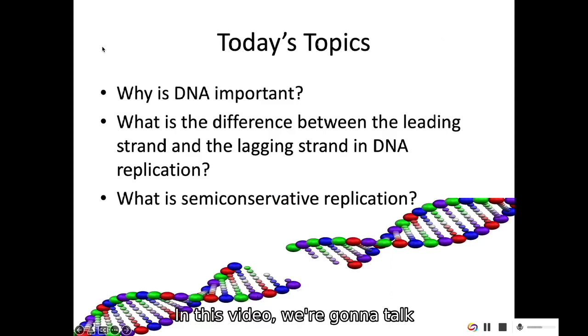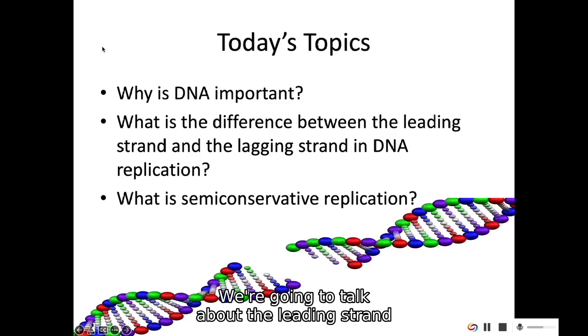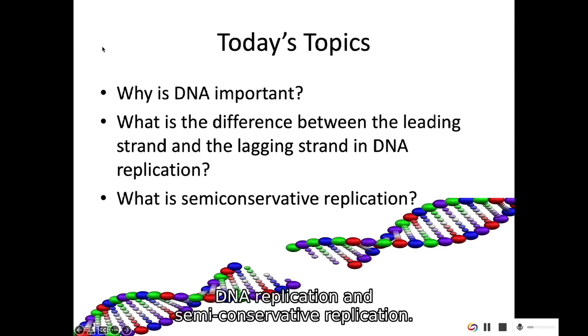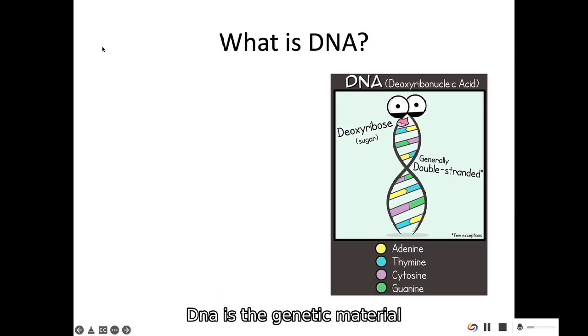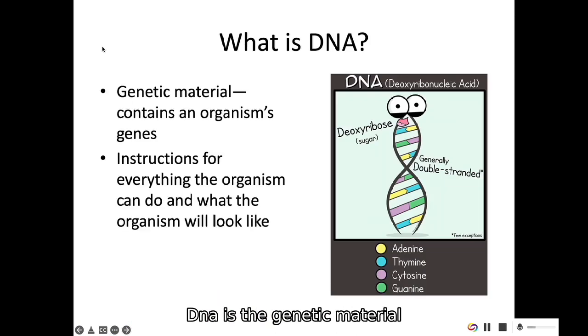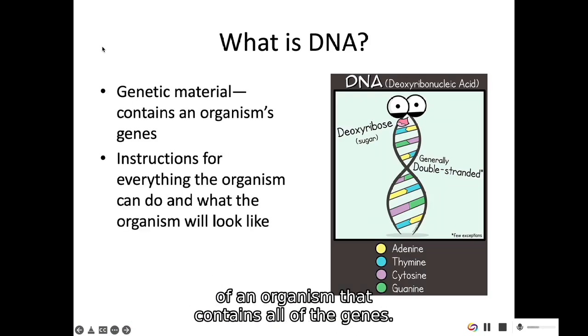Okay, so in this video, we're going to talk about why DNA is important. We're going to talk about the leading strand and the lagging strand in DNA replication and semiconservative replication. So those are the big concepts for this little video. So DNA is the genetic material of an organism. It contains all of the genes.